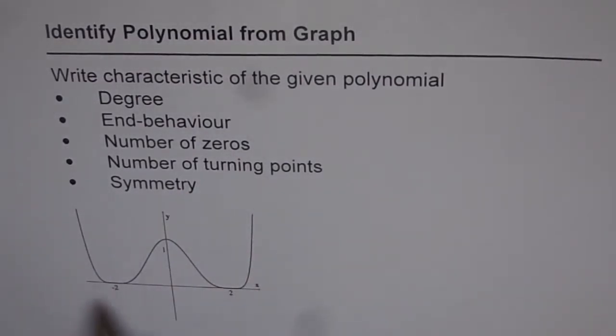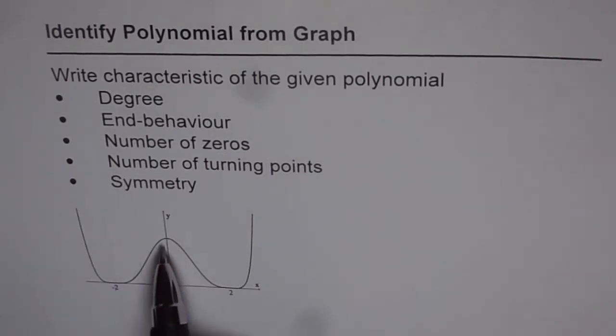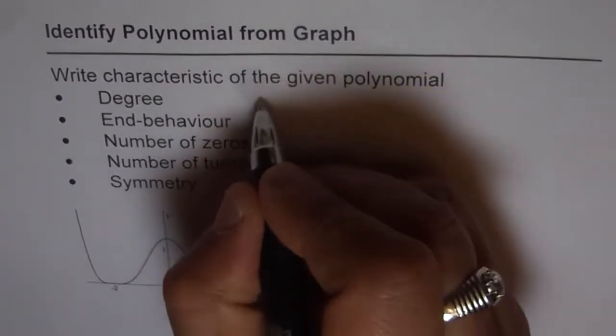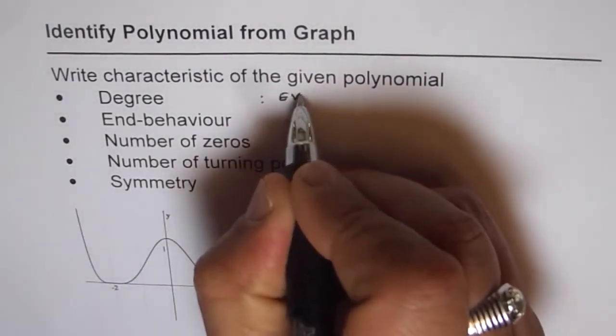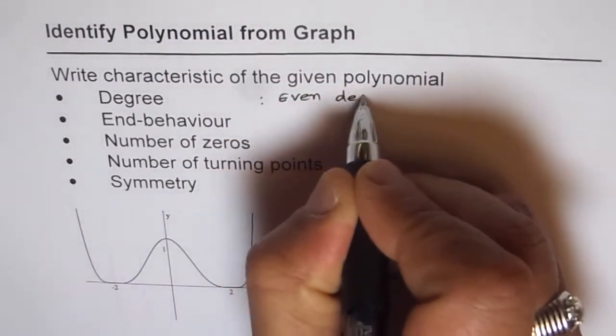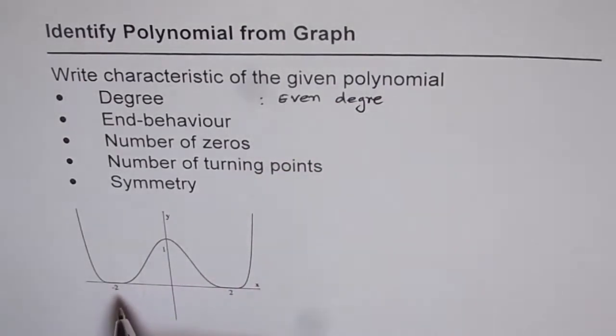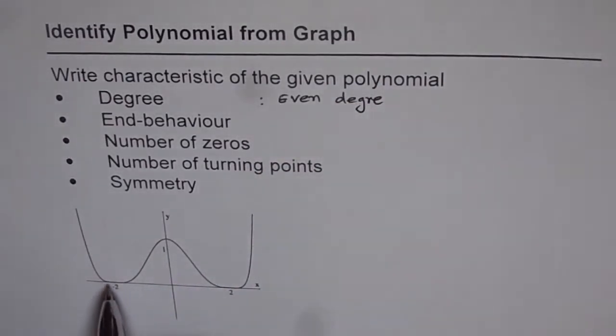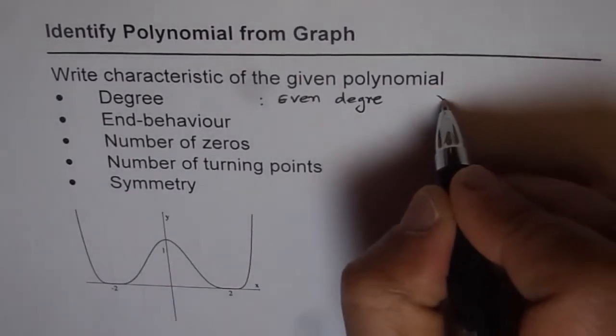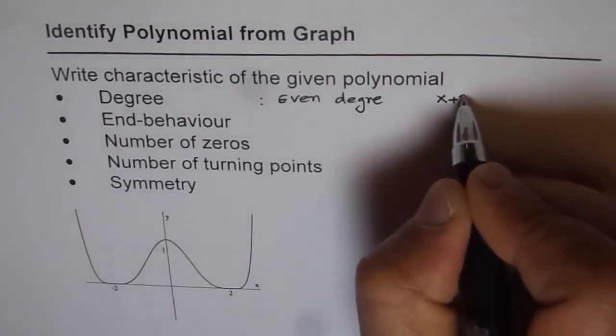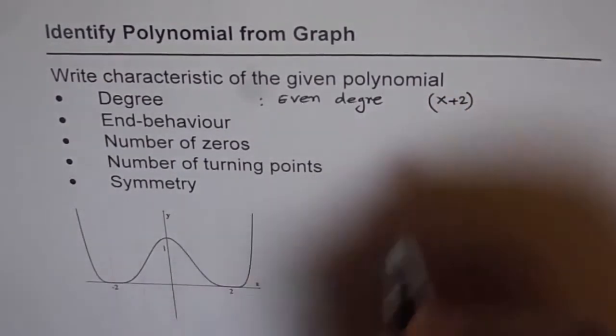So as you can see from the graph, the degree we're not very sure about, but we can say one thing about it, that is even degree, right? So we can say even degree. And of course, this flatness shows that the order of 0 is very high here. It is not just x squared type, right? So there are zeros at x minus 2 and x plus 2, and it seems that x plus 2 and this one is x minus 2.